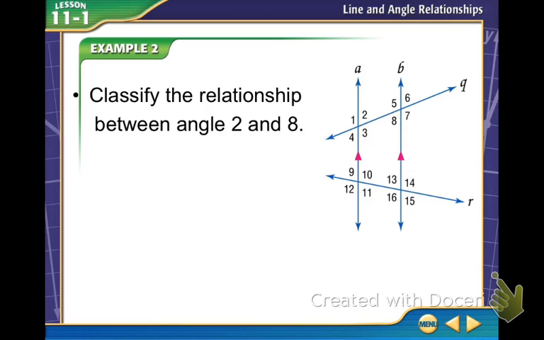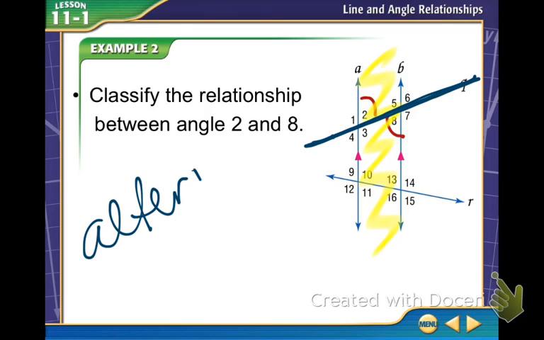Here we have angle 2 and angle 8. Now both of those angles fall on the inside of the parallel lines, so I'm thinking they're going to be interior, and they are on alternate sides of that transversal, so they are alternate interior.